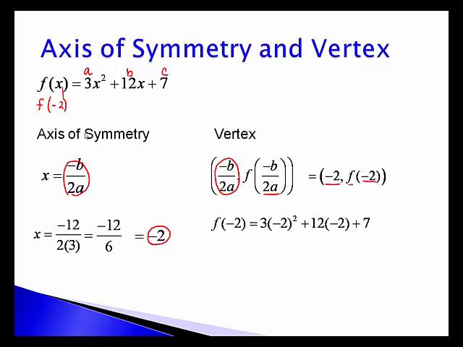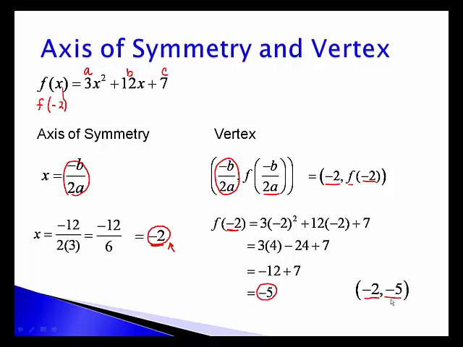F of negative 2 is equal to 3 times negative 2 squared plus 12 times negative 2 plus 7. That gives me 3 times 4 minus 24 plus 7, for a negative 12 plus 7, or a final answer there of negative 5. Now, what that means is this. Your vertex is an ordered pair of numbers. The x number came from right here, whatever the axis of symmetry is. The y number comes from plugging that axis of symmetry in to right here and calculating this number.